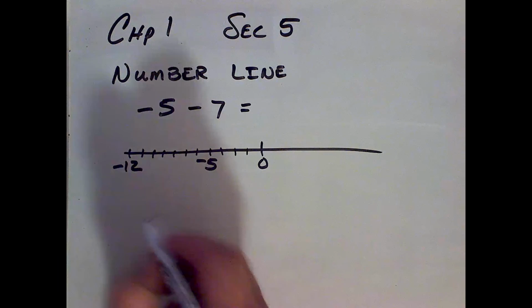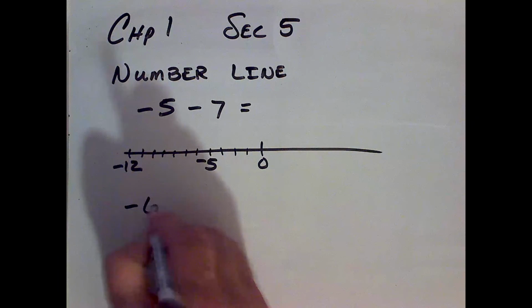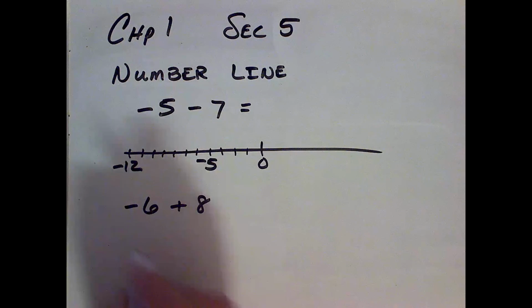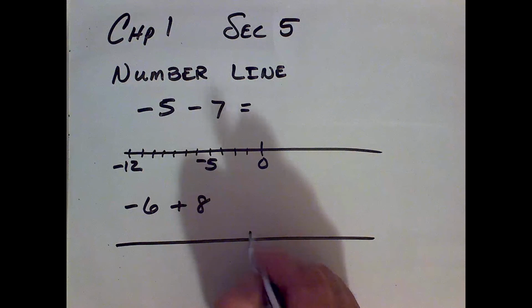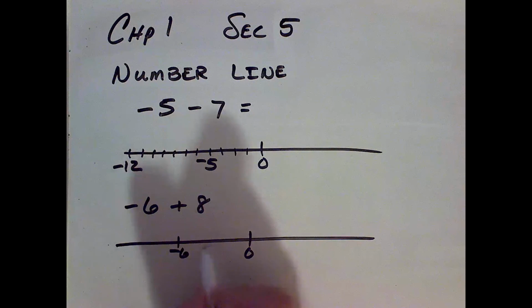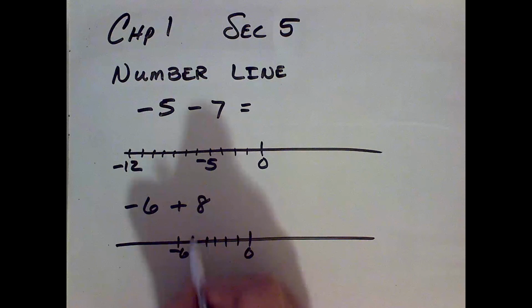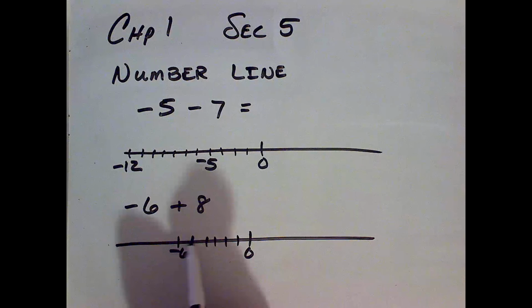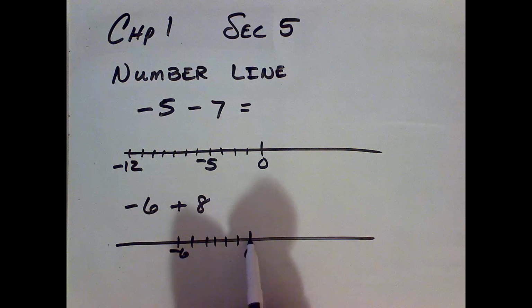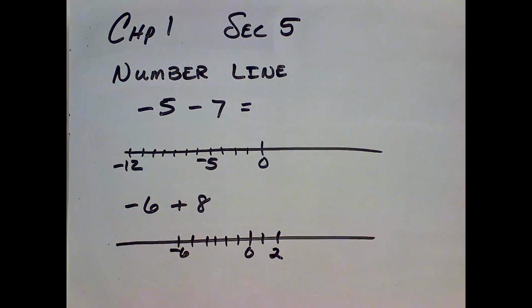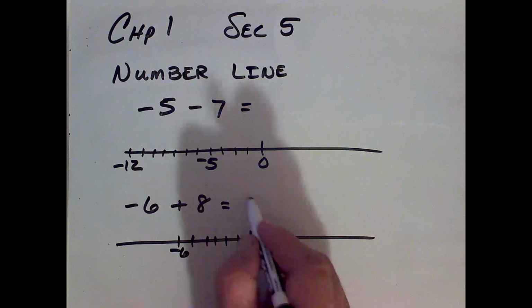Let's try another one. What if we went minus 6 plus 8? And this is difficult for people to see because we're going back 6 and then we're going plus 8. So let's do a number line. I'm going to put 0 right here. I go back to, let's say, minus 6: 1, 2, 3, 4, 5, 6. All right. And now I'm going to go a plus 8. So I'm going to go 1, 2, 3, 4, 5, 6, 7, 8. It comes out to plus 2. So our answer in this case would be 2.